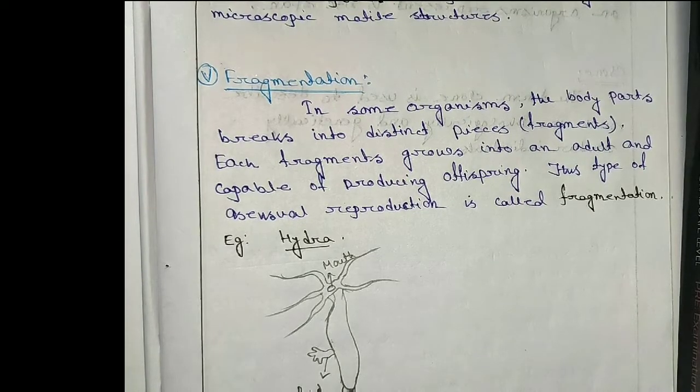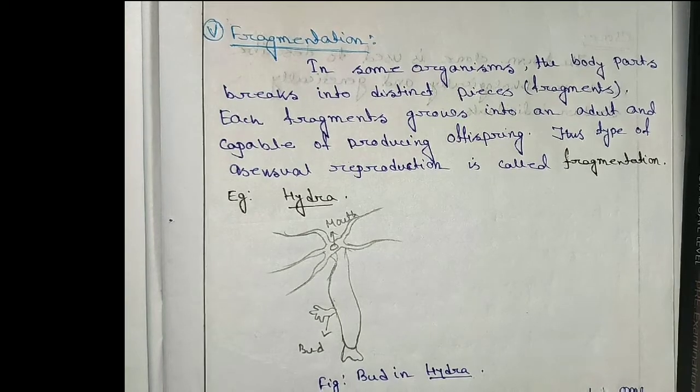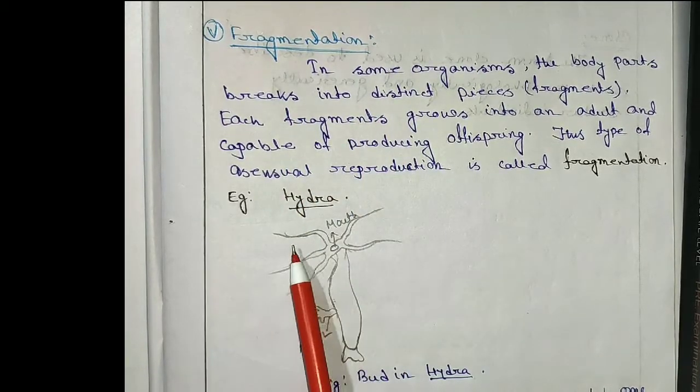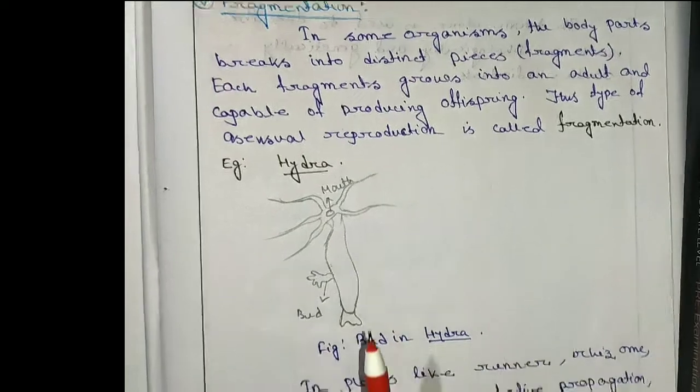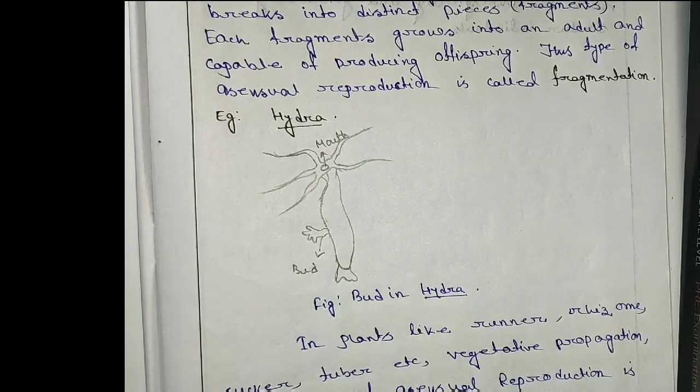So in fragmentation, the body part of the parent becomes separated and the separated body parts grow up and produce new individuals. Hydra reproduces through fragmentation. This is a bud, it is separated and produces a new hydra.